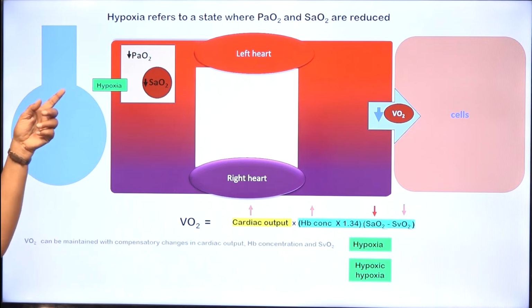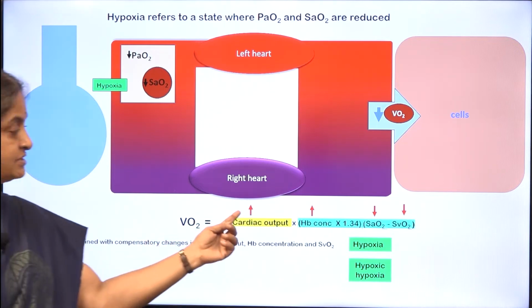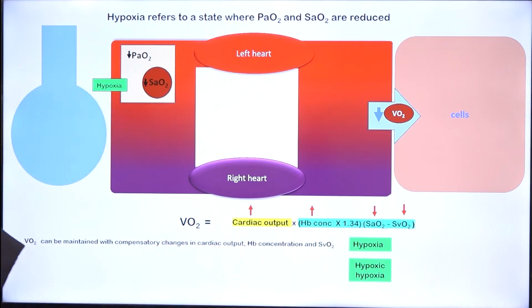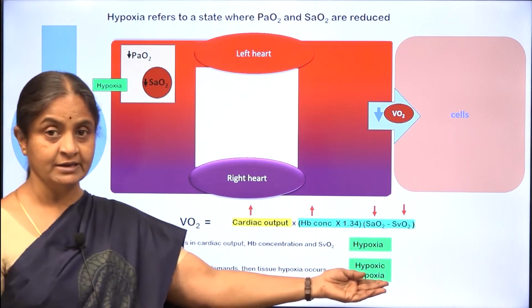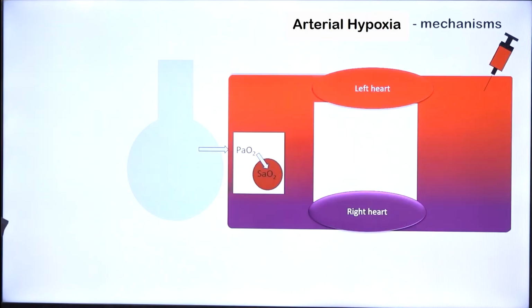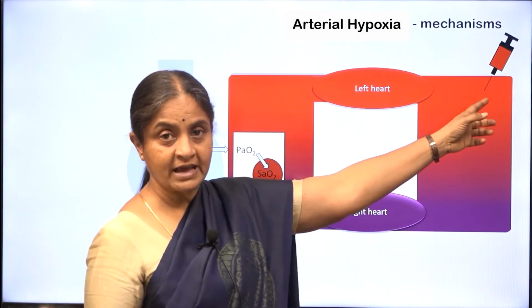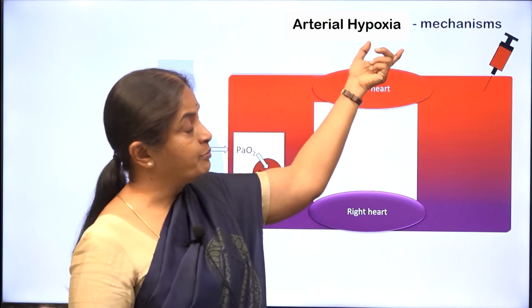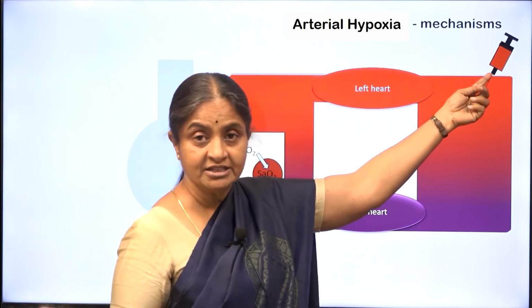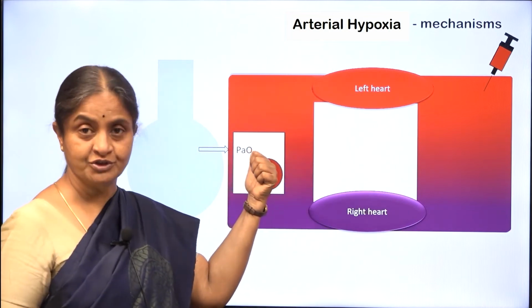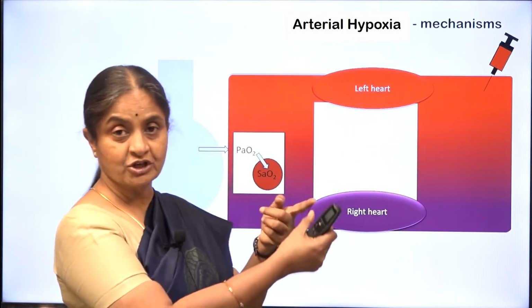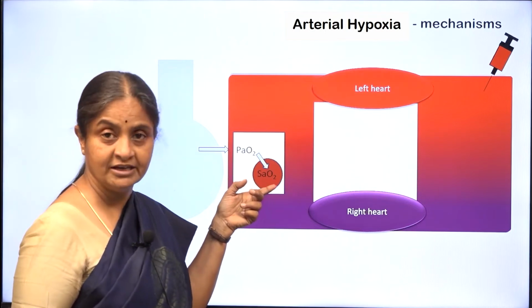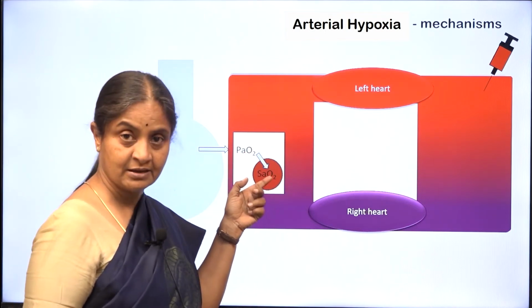In hypoxia, VO2 can still be maintained due to compensatory changes in the other terms. And if in spite of that VO2 is low, that is when tissue hypoxia occurs. Let us look at the mechanisms of hypoxia. So the syringe is here to tell you that hypoxia is diagnosed by taking a sample of arterial blood and looking at partial pressure of oxygen in it. Or it can be done non-invasively by putting a pulse oximeter on the finger, which will give you information about arterial oxygen saturation. That's how these 2 parameters are measured.